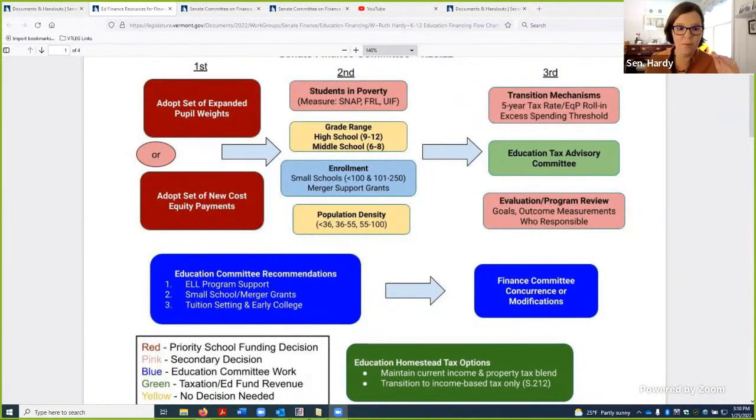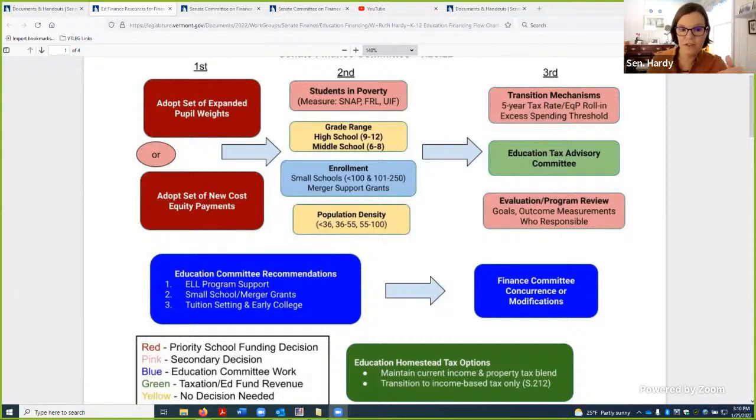There's not really decisions to be made for the yellow items. Those are pretty straightforward. And then below that are the education committee things that they're working on and that they will eventually come to us. But first they need to make a recommendation on English language learners, small schools and merger support grants, and then potentially tuition setting in early college, but those were not as big of a deal. So that's why this enrollment one is in light blue up there, because it's sort of related to the work that the education committee is doing. So that's a secondary decision based on the education committee.